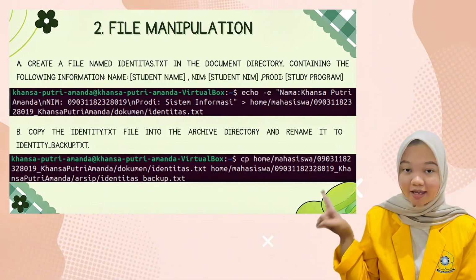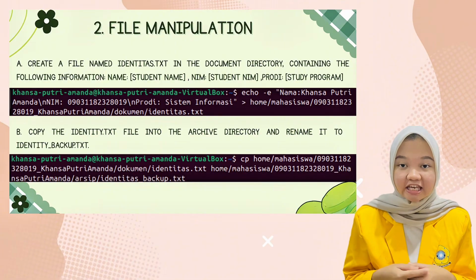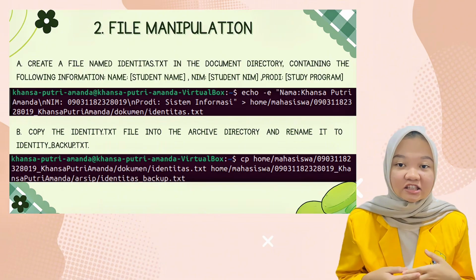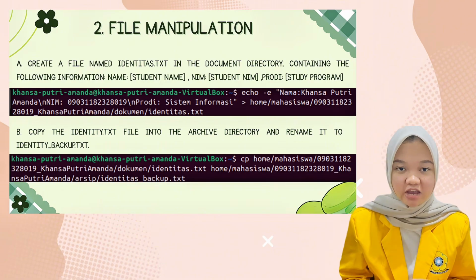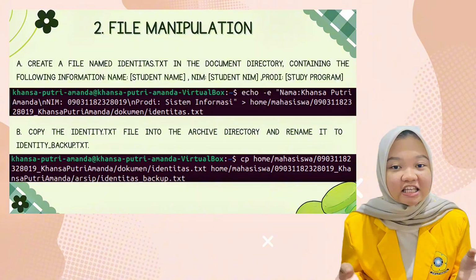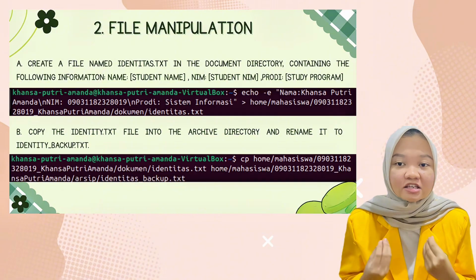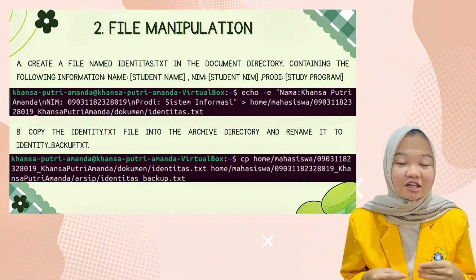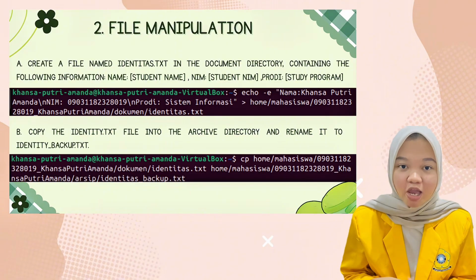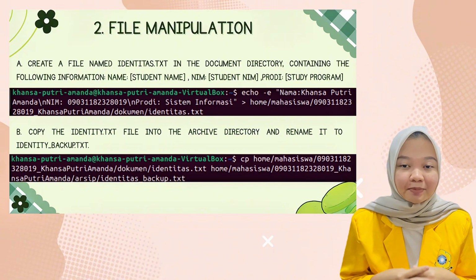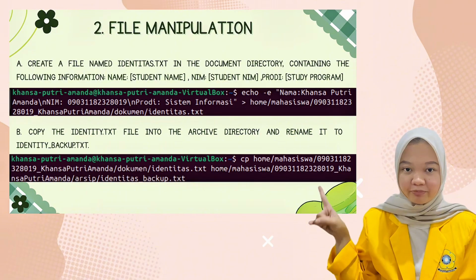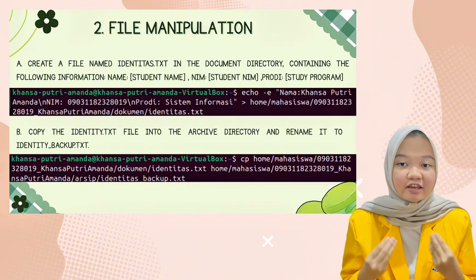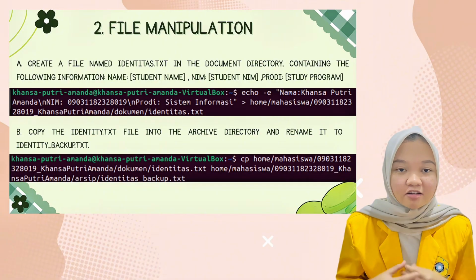Part B. Copy the identity.txt file into the archive directory and rename it identity_backup.txt. So, the identity.txt file that has been created must be copied to archive and renamed to identity_backup.txt with the command cp as in the PowerPoint, so that we have a backup file if the original file is lost or deleted.